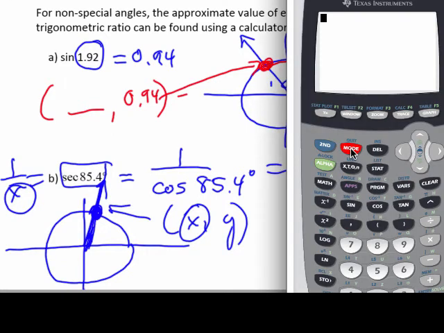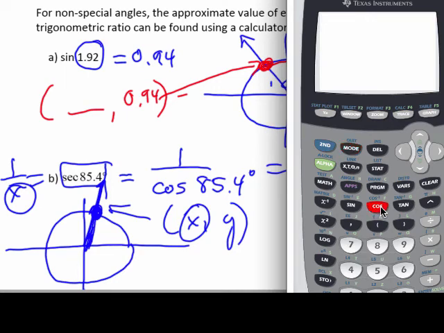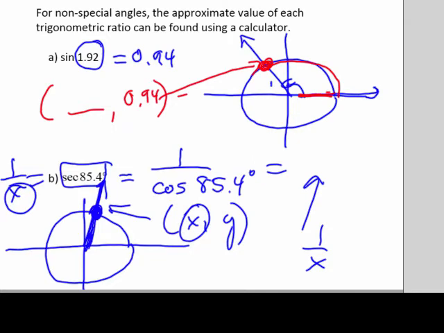So the first thing we want to do is change our mode back to degree mode. You always need to be mindful that different questions can require you to be in different modes, so we're in degrees. And there's a couple of ways you can type this in. You could simply type cosine of 85.4, which is 0.08, which remember is the x-coordinate on the unit circle, very small, very close to 0.